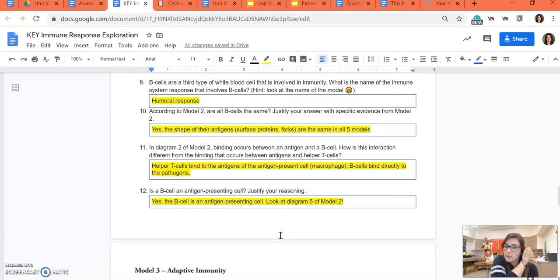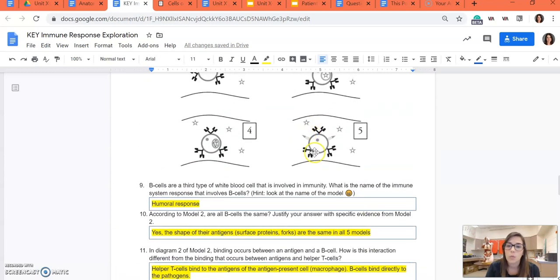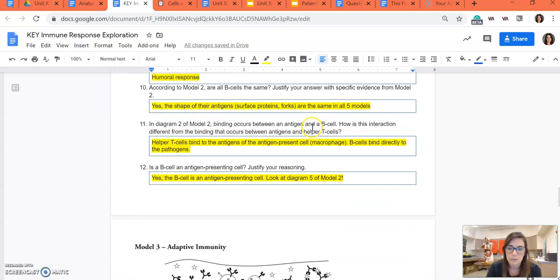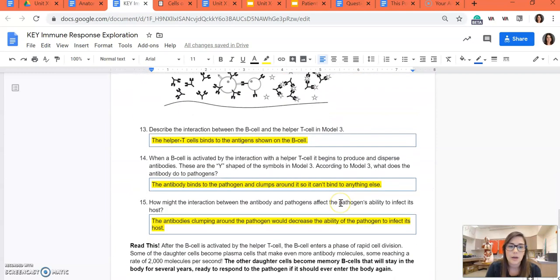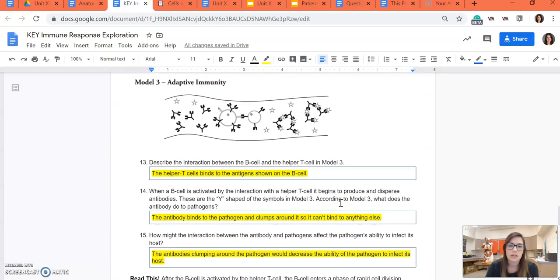Number 12, yes, the B cell is an antigen presenting cell. Look at diagram 5. So again, once the B cell breaks down the pathogen, it takes the pathogen and presents it as an antigen. Okay, the last model here, model 3, showing adaptive immunity.